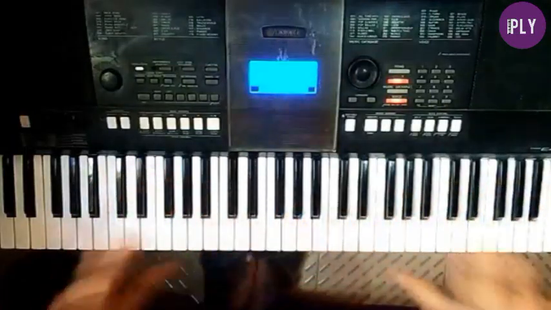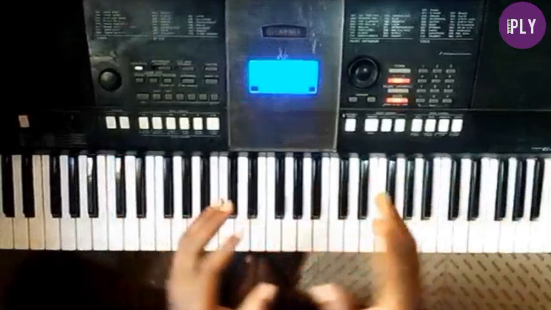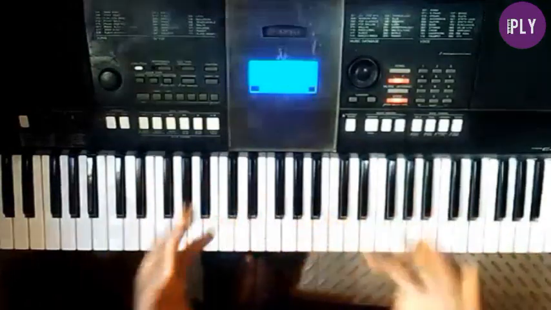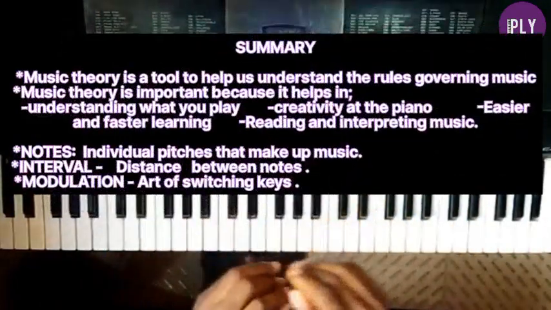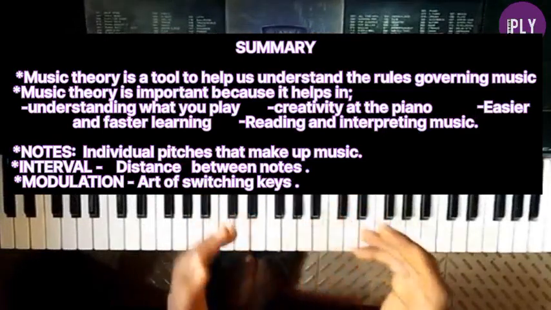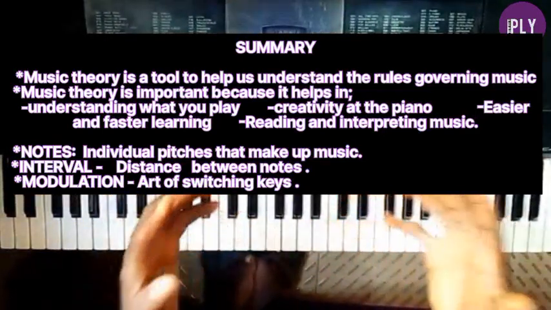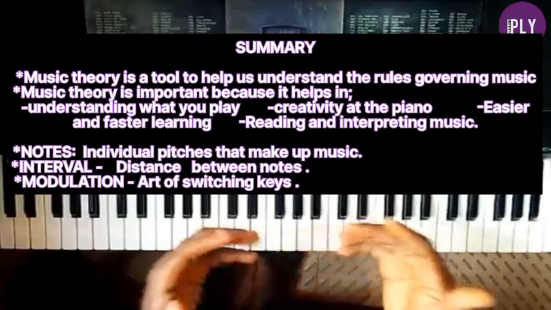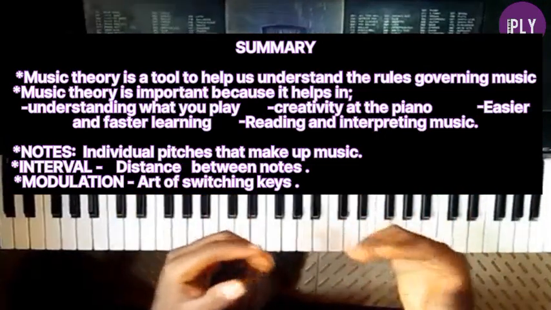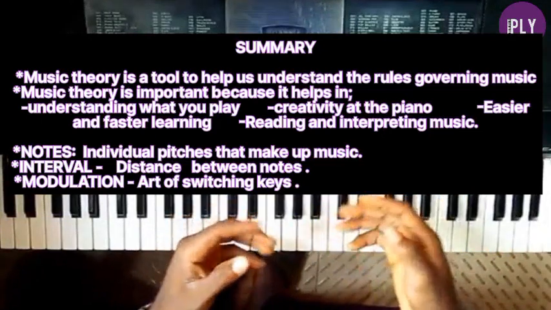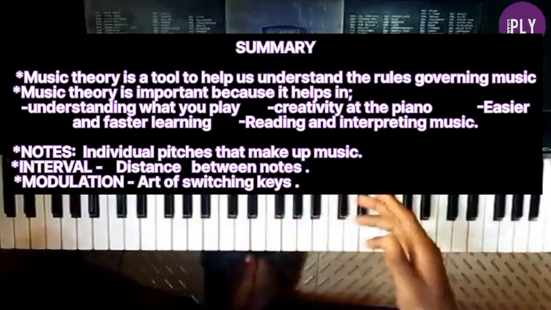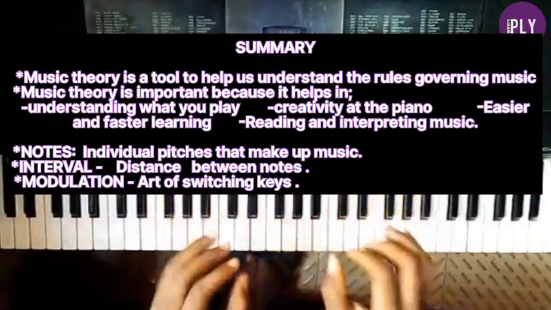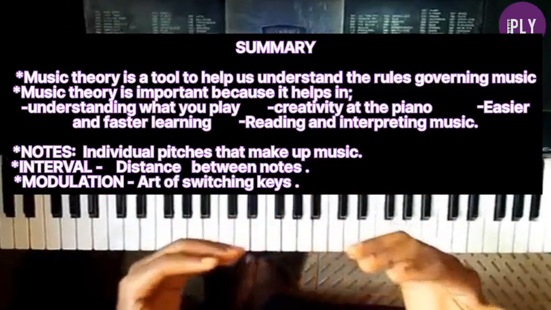All right, before we close up for today, let's do a quick summary or recap, so you understand the context of this video in a short list. Number 1, music theory is simply a tool that helps us understand the rules that govern music. Number 2, music theory is important because it helps you understand what you are playing and helps you be creative at the piano. Number 3, easier and faster learning, and it helps in reading and interpreting music. A note is simply the individual pitches that make up music. An interval is the distance or relationship between these notes, and modulation is the art of shifting from one key to another.